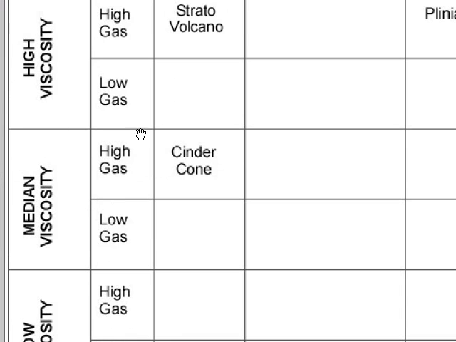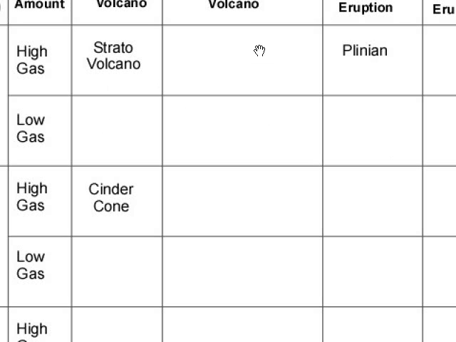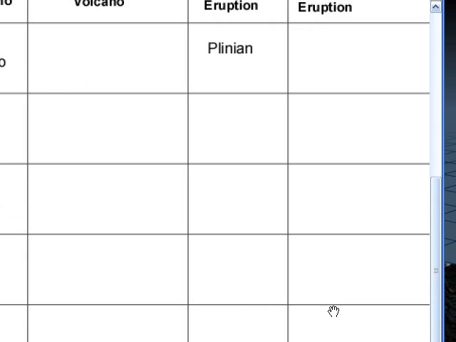And with each one of these 3 categories you see high level of gas and low level of gas. So that's 6 different types of eruptions. And what I want you to do is fill in the name of the volcano per each eruption, the features of the volcano, the type of eruption, and then on the last one, description of the eruption.